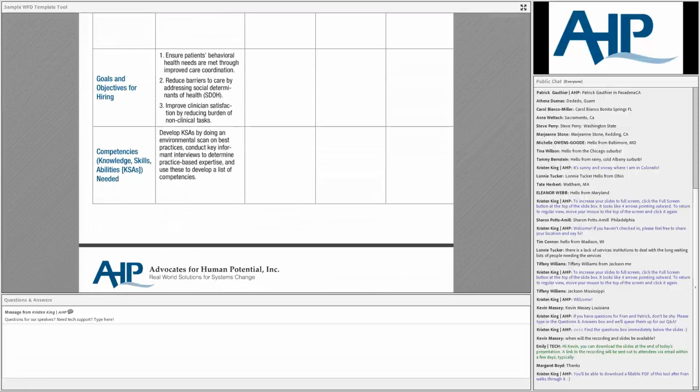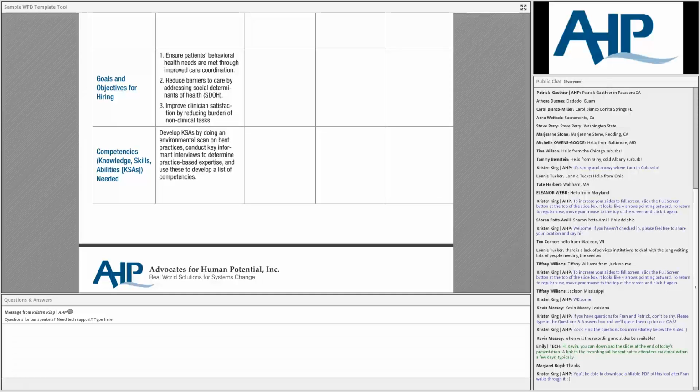I'm just going to bring this down here. Okay. So the ACO had 3 goals in asking us to develop and implement a workforce development plan. They wanted to ensure patients' behavioral health needs were being met through improved care coordination and case management. They wanted to reduce barriers to care by addressing those social determinants of health. And they wanted to improve clinician satisfaction by reducing the burden of non-clinical tasks. And by the way, this obviously also would save the ACO money if the more highly paid folks were only focused on clinical issues.